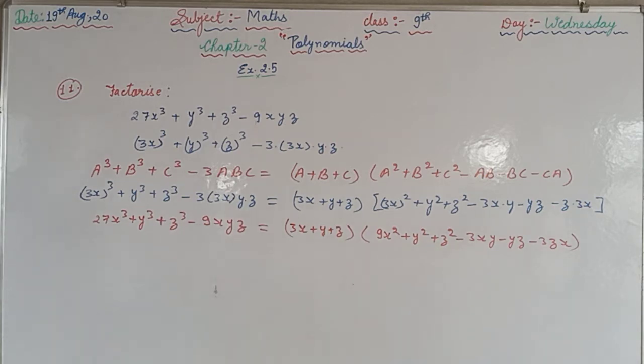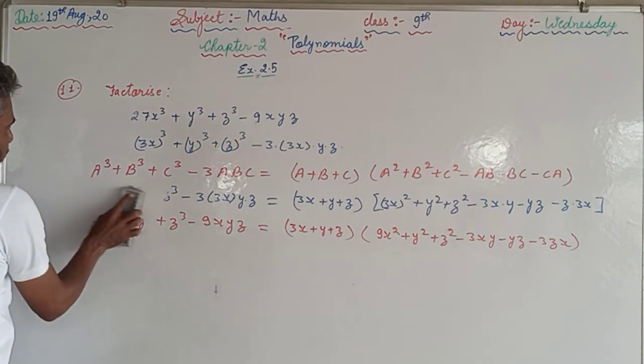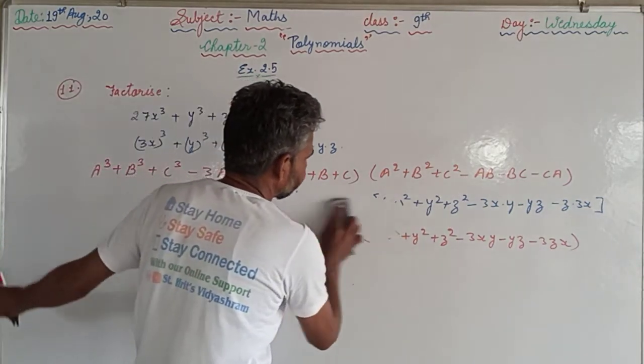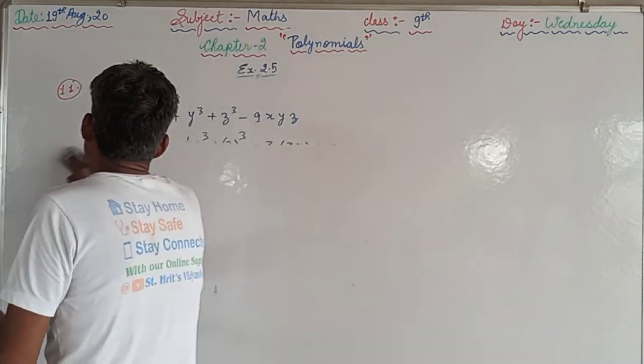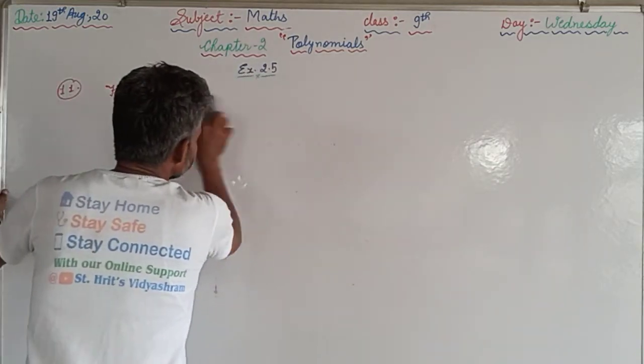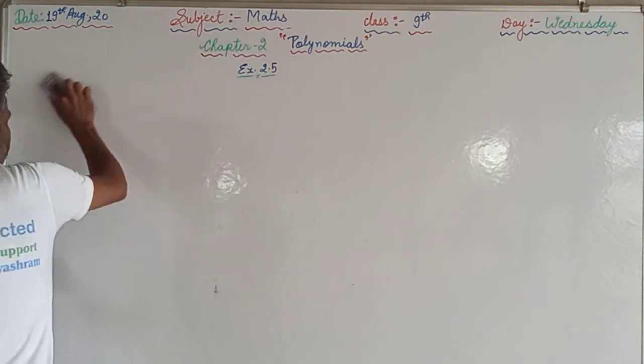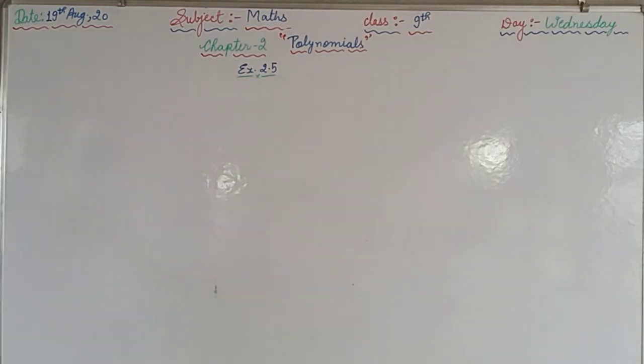At the same time we will see question number 13. If x plus y plus z is equal to 0, show that x cube plus y cube plus z cube will be 3xyz. So from here only we can prove that. Now we will write the next algebraic expression and we will start the question together.